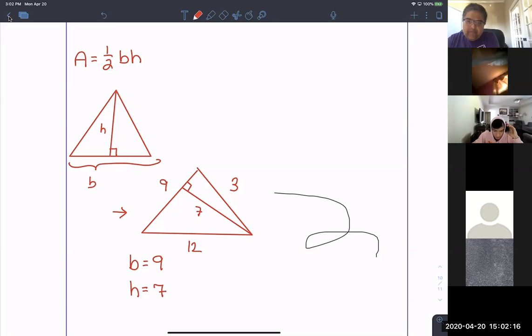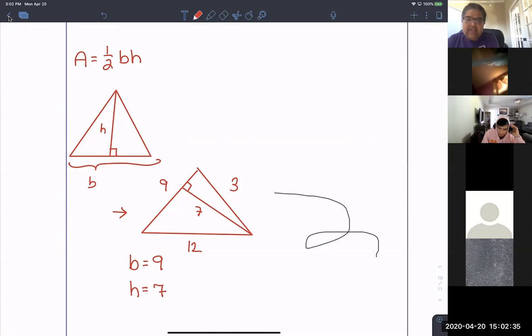The 90-degree angle. Right, because remember the height has to be perpendicular to something. So the height is the line that is perpendicular. So the only line that is perpendicular is the one that is 7 units. And the base is what that line is perpendicular to, so 9.